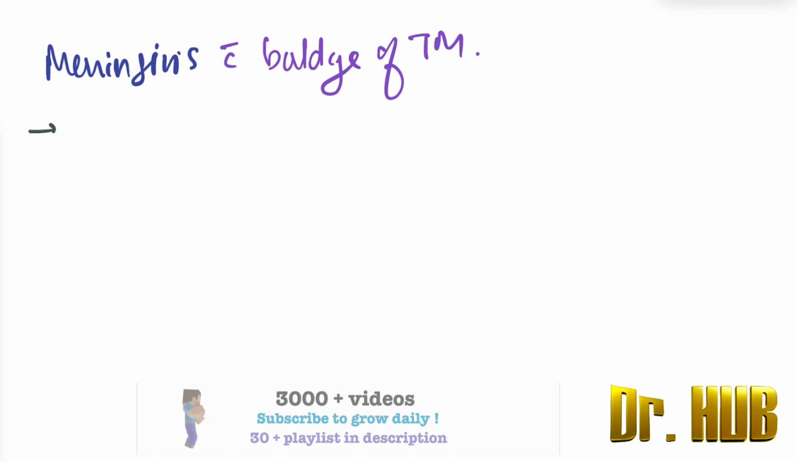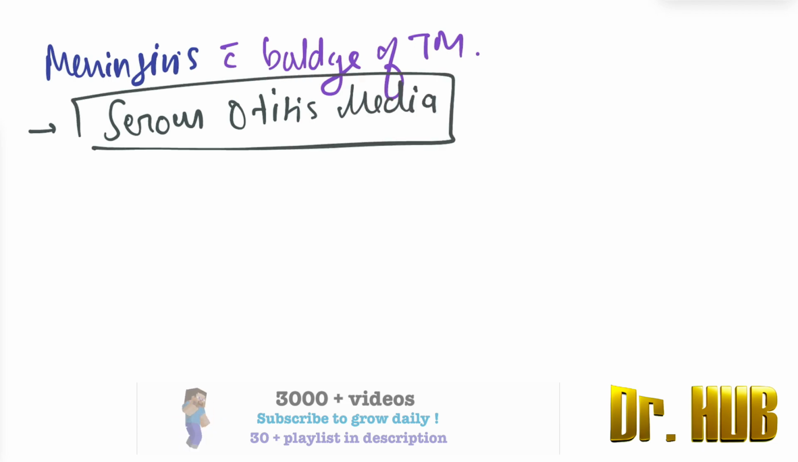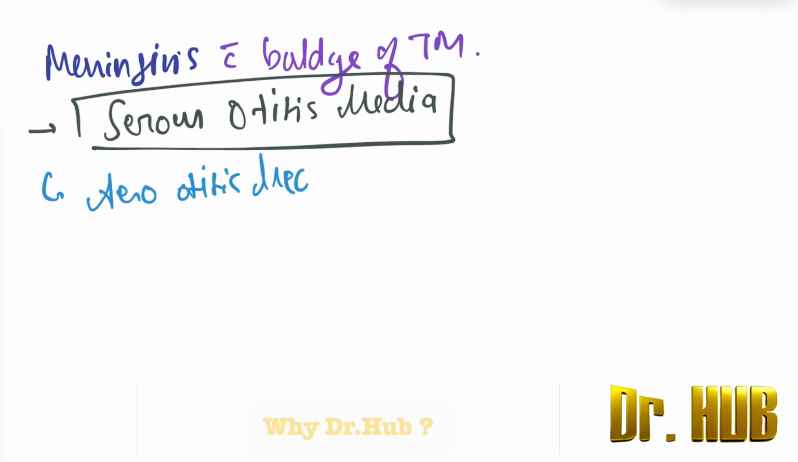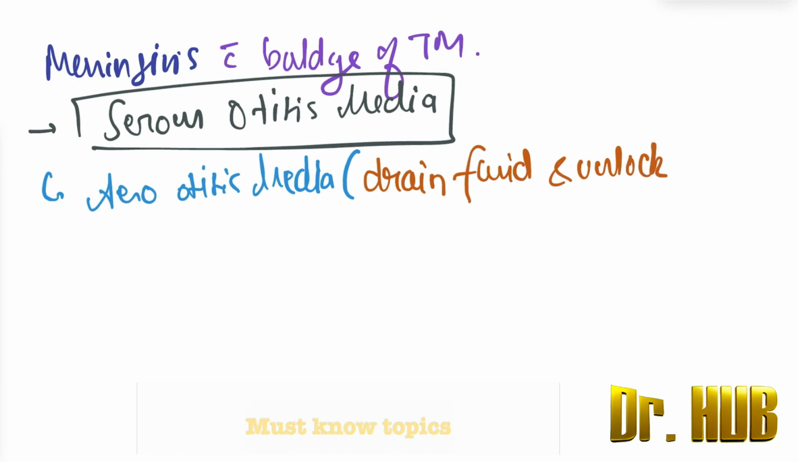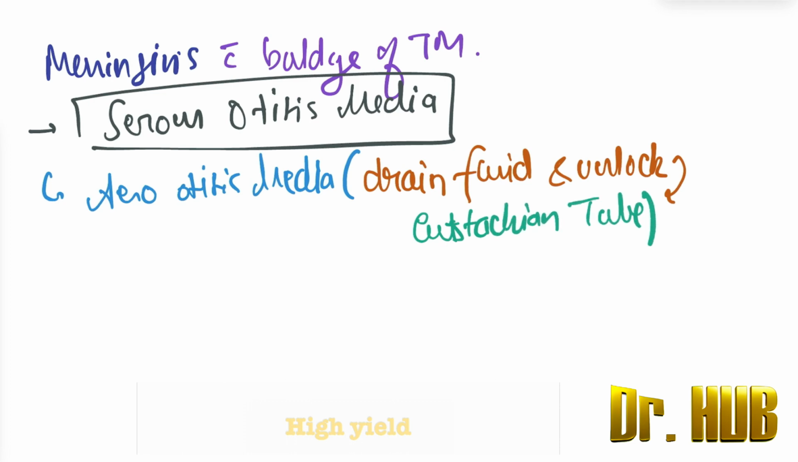The next indication of the myringotomy is serous otitis media. This is to drain the fluid and unlock the eustachian tube.